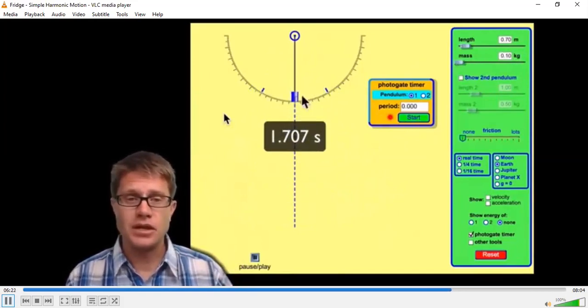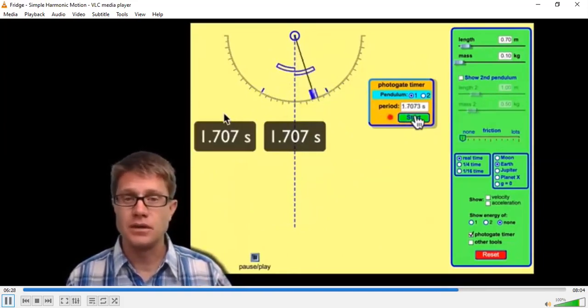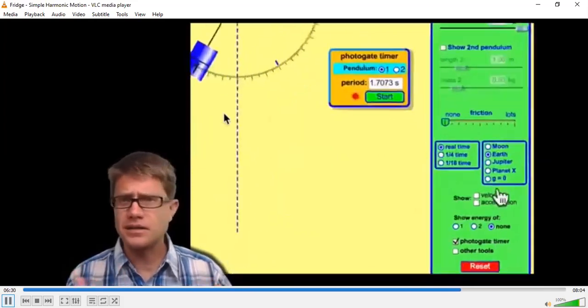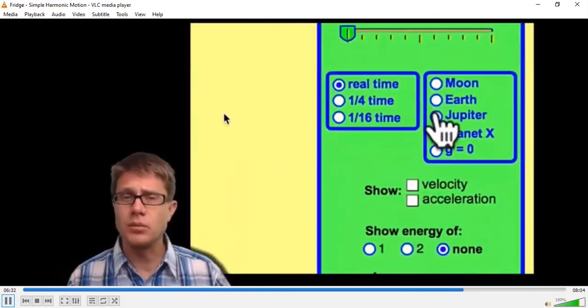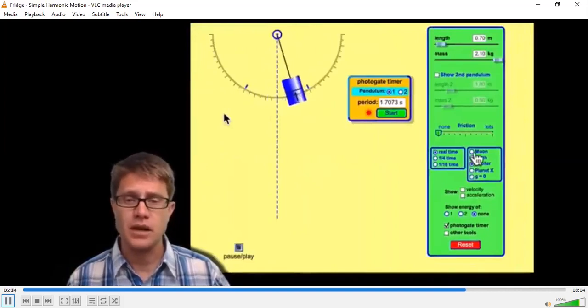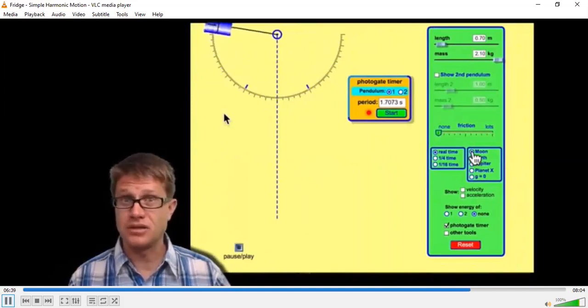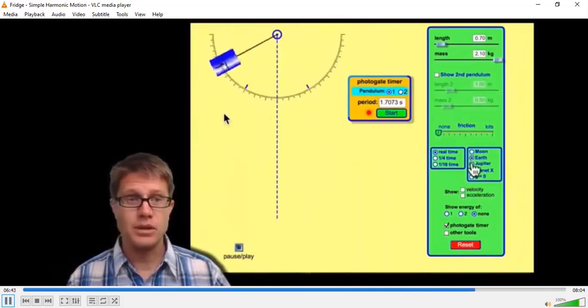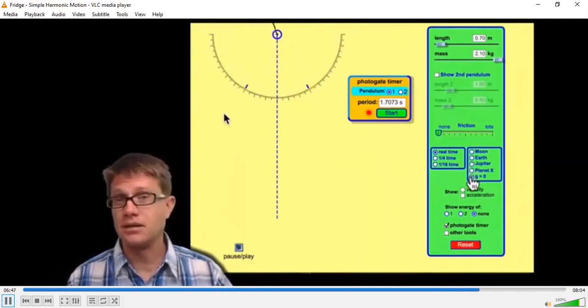Now watch what happens as I change the mass. As I change the mass, drop it from a 30-degree angle, start my photogate timer, you can see that it doesn't affect it. So mass doesn't affect the period. But what does, remember, is the gravitational field strength. So now let me change it to the moon, and you can see that the period is increasing, it's slowing down. Let me change it to Earth, now it's speeding up. What happens if we make it Jupiter? It's really speeding up, or if we make it nothing, it just continues moving like that.